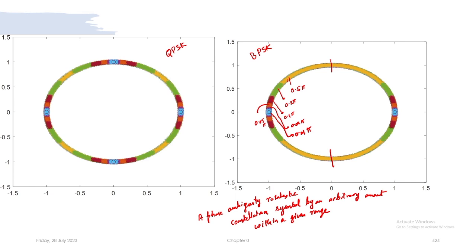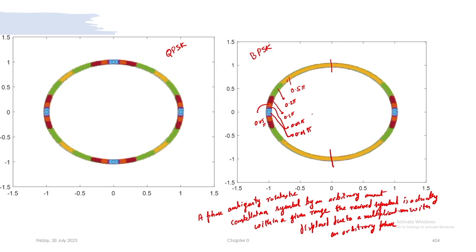Rotates the constellation symbol by an arbitrary amount within the given range, and the received symbol is actually displaced due to multiplication with an arbitrary phase. All of this is in addition to the additive white Gaussian noise that is still being thrown into the mix. So we now have the additive noise that is displacing the symbol by addition, and we have this multiplicative noise that is displacing the symbol anywhere in the space. So we have two forms of trouble at our hands.